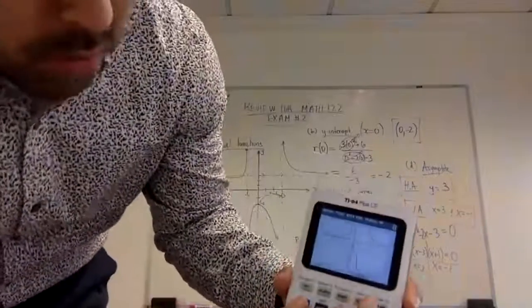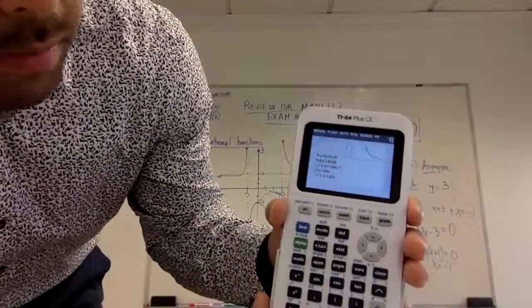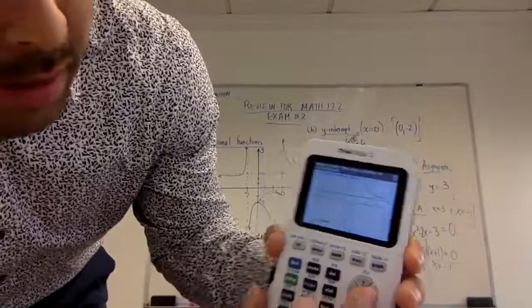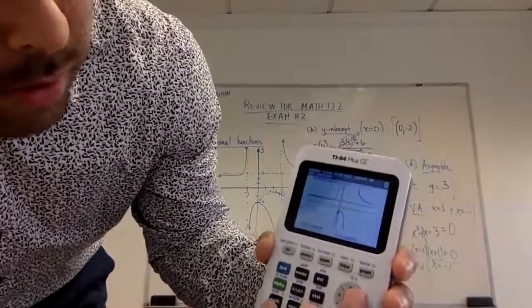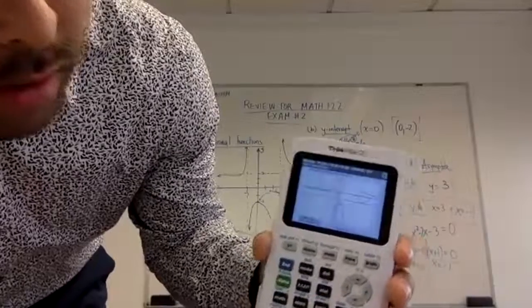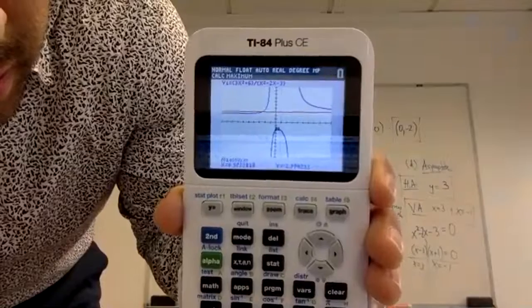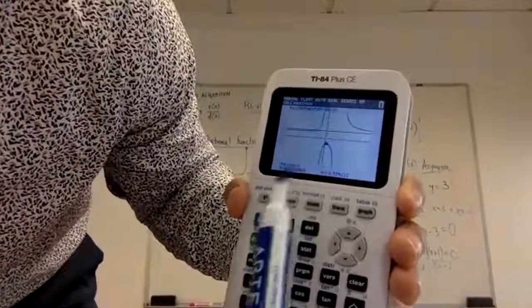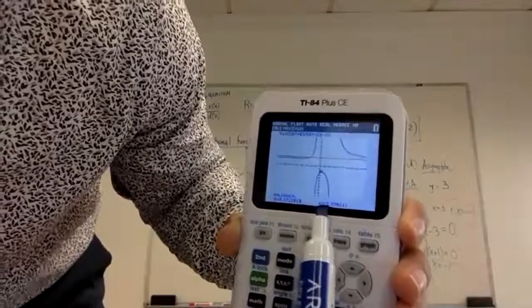And this time I'm going to use second calc, and I'm going to go to maximum. There's a maximum point there. There's a little hill here. So let me put the left bound, and let me put the right bound, and then make a guess. And I get that my x value is 0.37. My y value is negative 1.779.